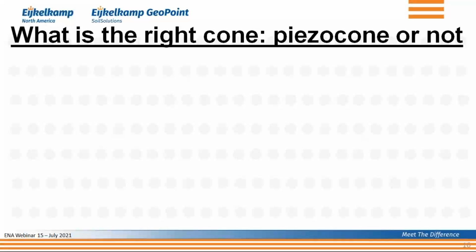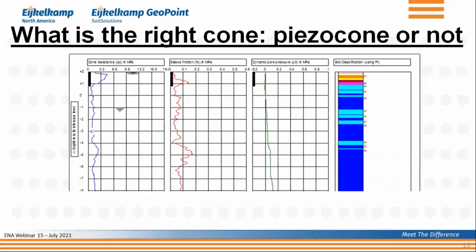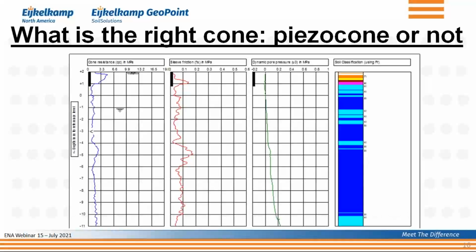First of all, when you come to a job site and you start pushing the cone, as you push the cone, you gradually get information on the screen. Now, whether I get only the tip or the sleeve, or also the pore water pressure, it doesn't cost me any more time. It doesn't cost me any more effort. Okay, you have to saturate the cone, but by and large, it's the same effort to get more information. So you might as well do it with a piezo cone. After all, you then get more information.